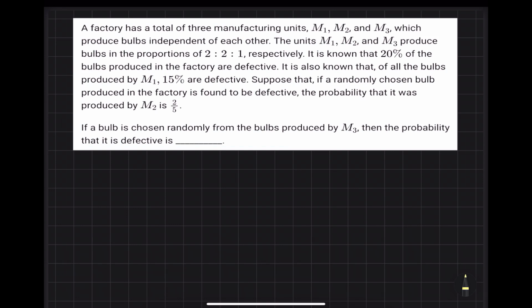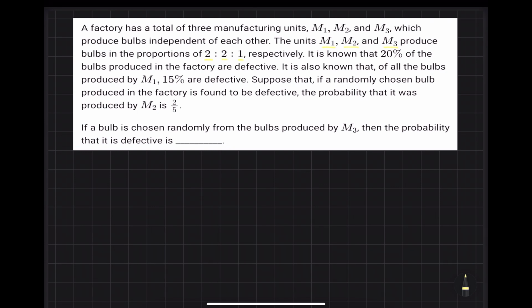So, we have a wholesome new problem which says a factory has a total of three manufacturing units M1, M2, M3, which produce bulbs independent of each other. So, they are producing some bulbs. The units M1, M2, M3 produce the bulbs in the proportion 2 is to 2 is to 1 respectively.